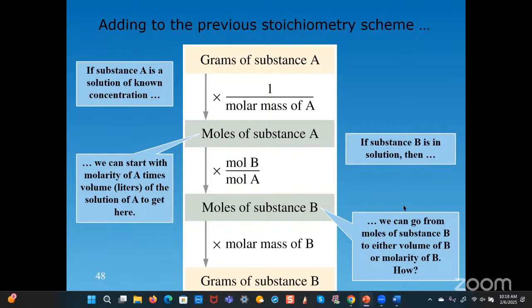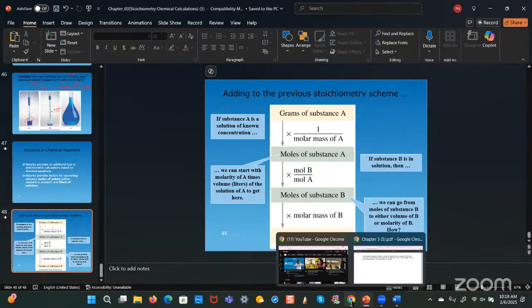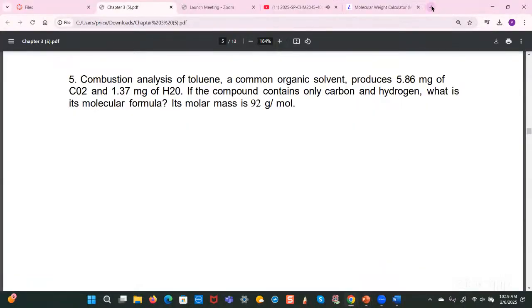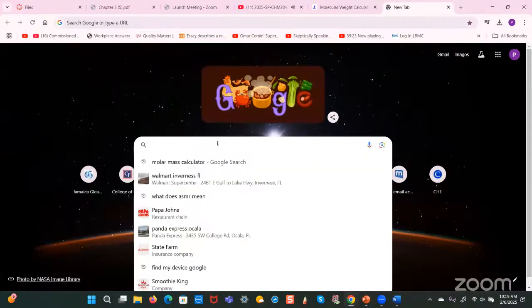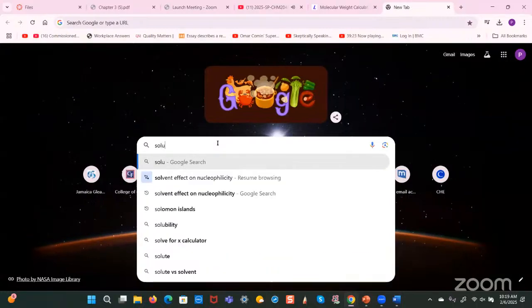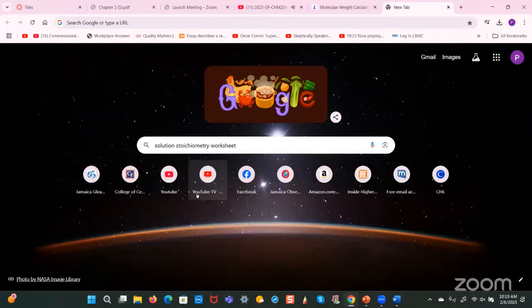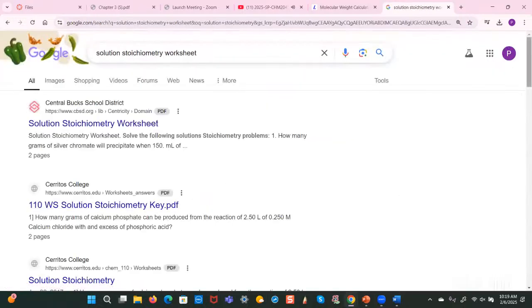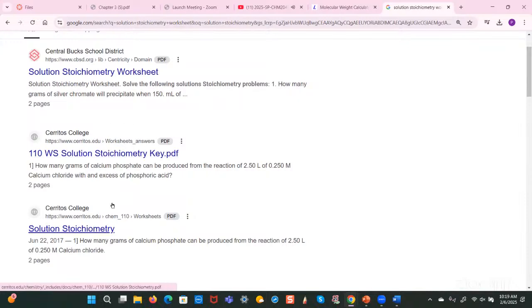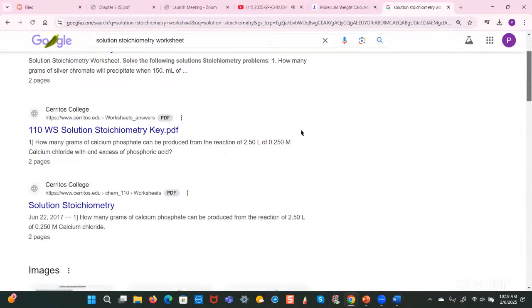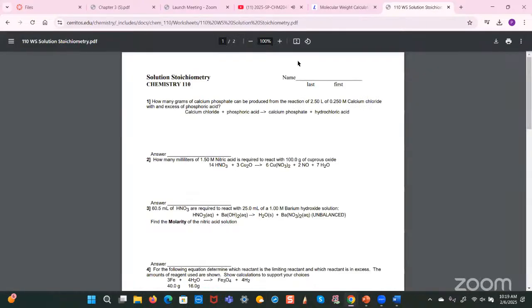Now, unfortunately, I don't have an example on this PowerPoint slide, so what I'm going to do is go to our good friends at Google and see if I can get a question dealing with solution stoichiometry. So maybe an example or two we can work out to see. Let me see. I don't want any answer key, that's too boring. Okay, here we go.